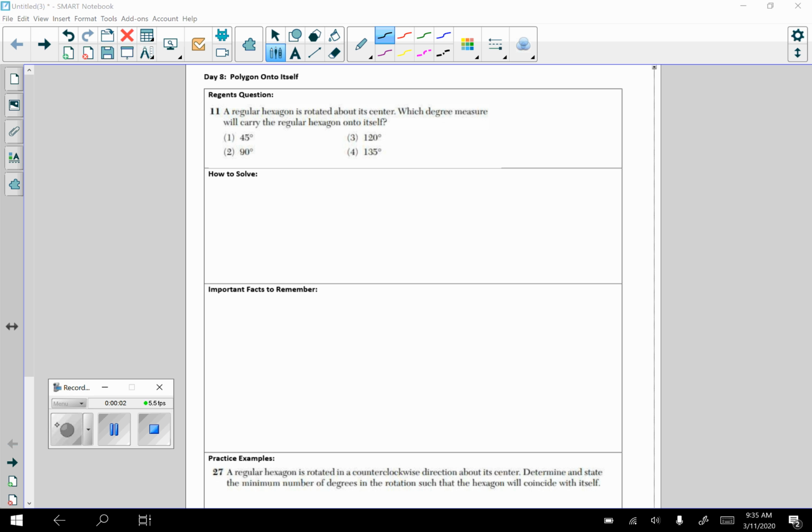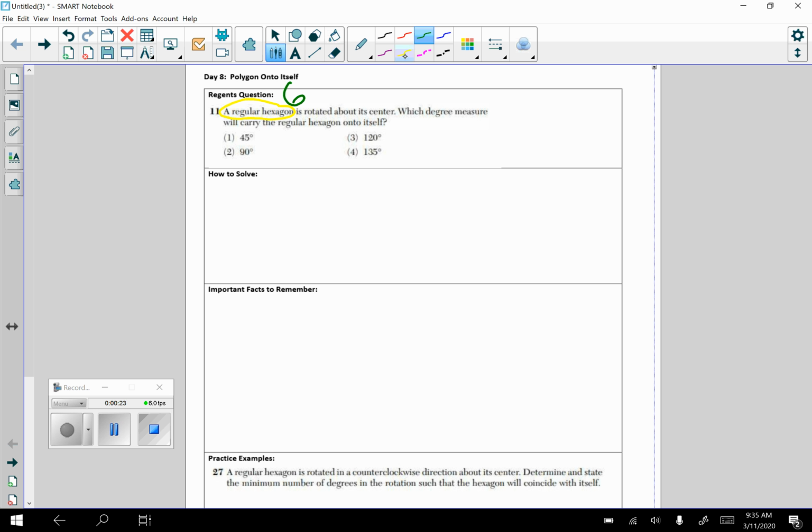Today we are going to be talking about carrying a polygon onto itself. So let's look at the first question. A regular hexagon is rotated about its center. Which degree measure will carry the regular hexagon onto itself? So I'm going to circle regular hexagon, and I should remember that a hexagon has 6 sides.